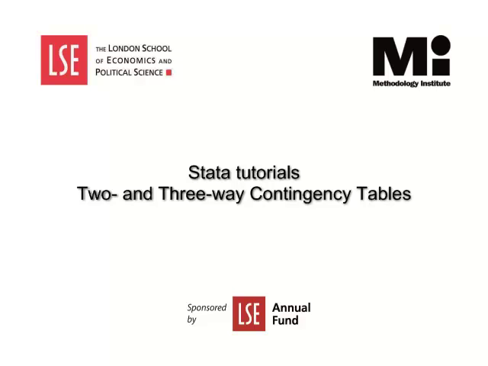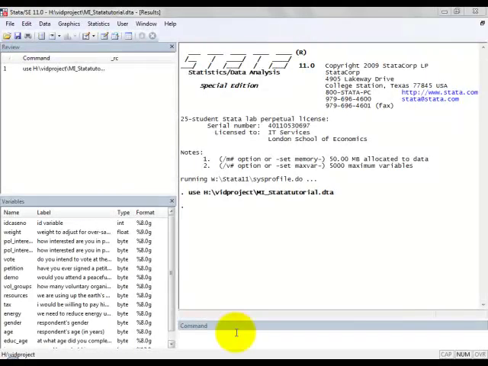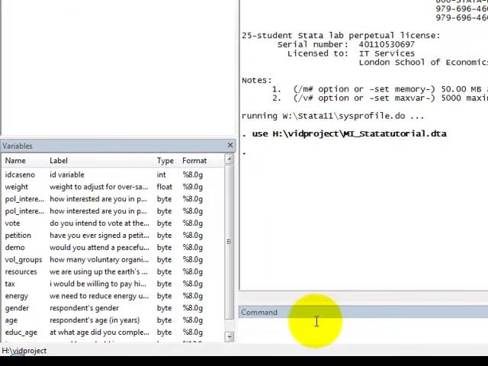In this video, we'll look at 2- and 3-way contingency tables. We're interested in seeing whether there's a relationship between how interested a respondent is in politics and whether they're likely to attend a peaceful demonstration. For this analysis, we're using this variable here, a measure of self-defined political interest, as our explanatory variable, and this variable here, demo, which is another categorical variable, as our response variable.